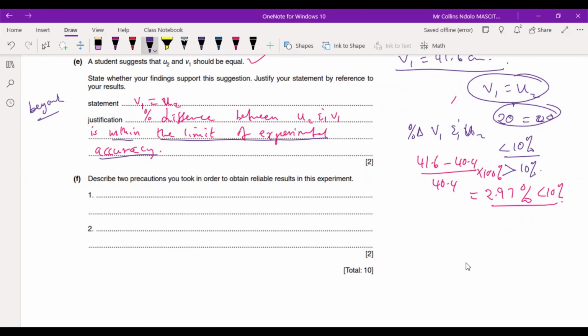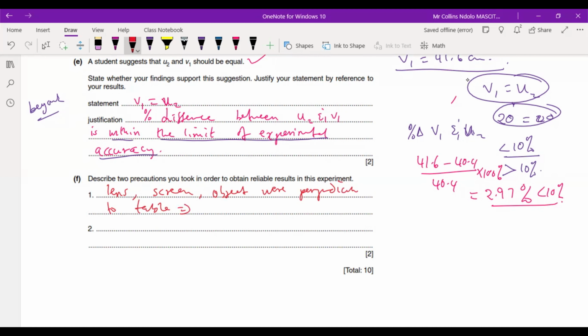Describe two precautions you took in order to obtain reliable results in this experiment. So the first thing that you need to know is that the lens, the screen, and even the object were perpendicular to the table. In other words, the table was flat. That is a point.